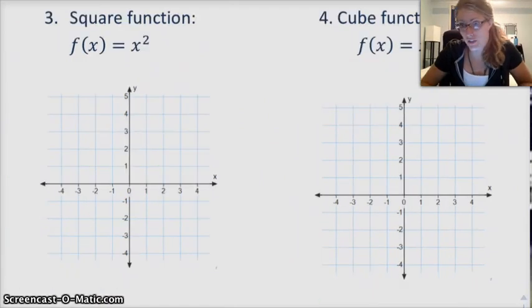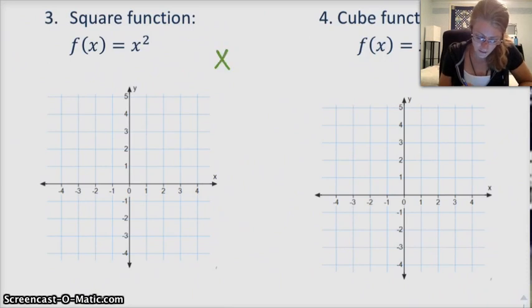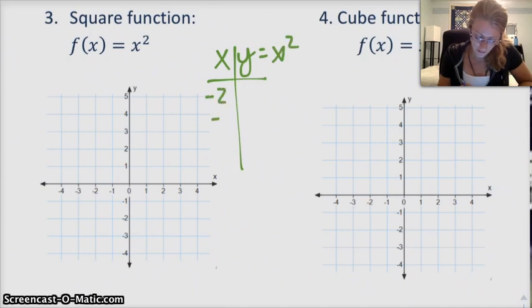Next is the square function. Now, if you don't know what this looks like, you can make a table, right? So I'm going to start out with just a basic table until we kind of see a pattern, y equals x squared. So let's pick -2, -1, 0, 1, 2 for our x's. -2 squared is 4, -1 squared is 1, 0, 1, 4.